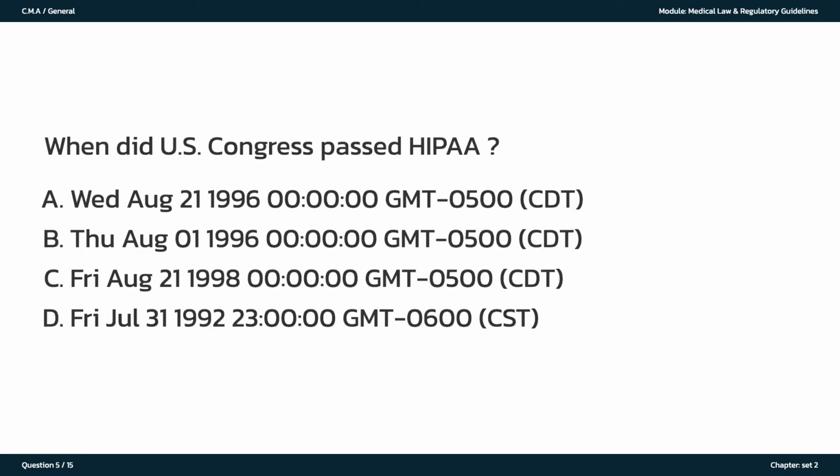When did U.S. Congress pass HIPAA? A. Wednesday, August 21, 1996 00:00:00 GMT-5, CDT. B. Thursday, August 1, 1996 00:00:00 GMT-5, CDT. C. Friday, August 21, 1998 00:00:00 GMT-5, CDT. D. Friday, July 31, 1992 23:00:00 GMT-6, CST.